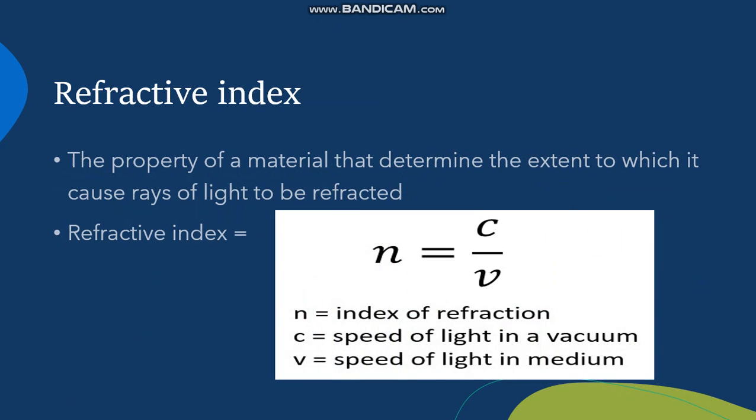Refractive index, the property of a material that determines the extent to which it causes a ray of light to be refracted. Refractive index, or index of refraction, is equal to c over v, where c is the speed of light in vacuum, and v is the speed of light in the medium.